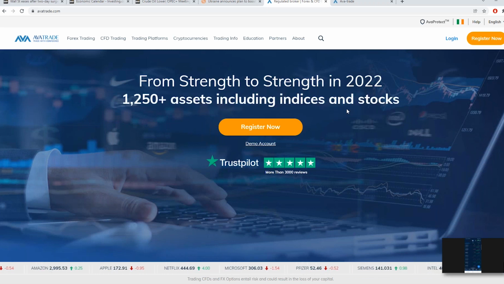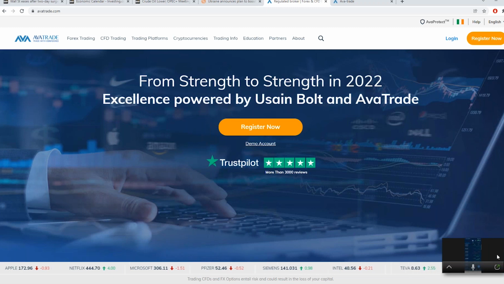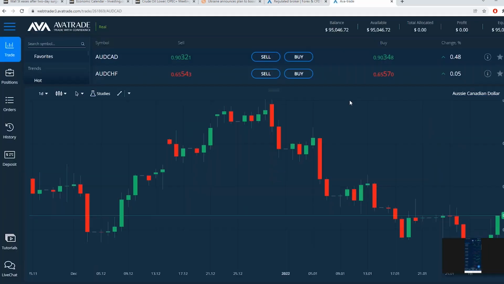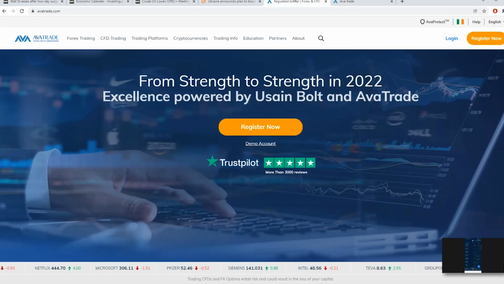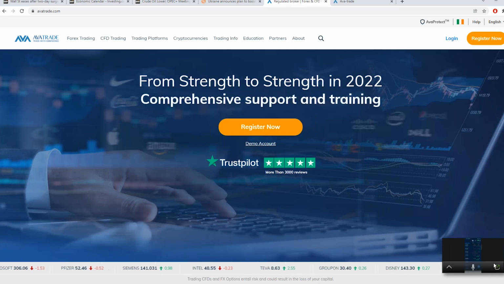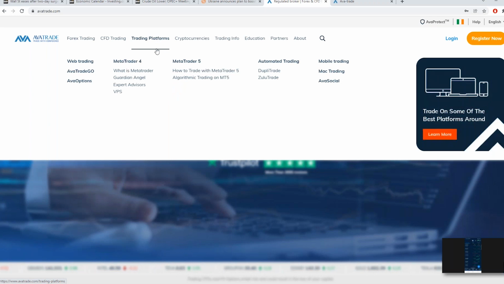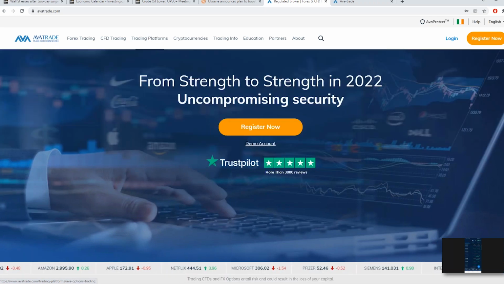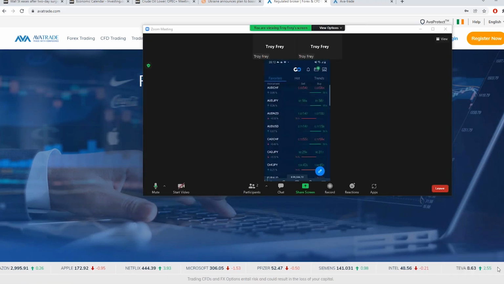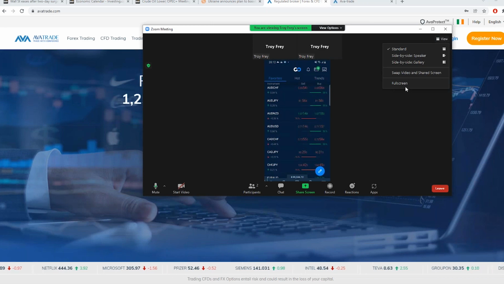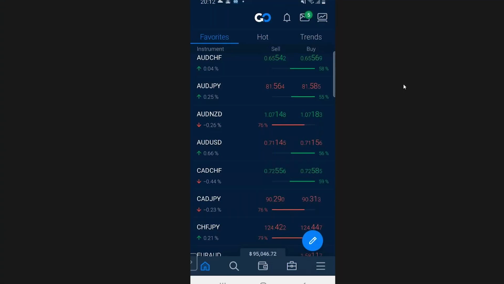Okay, so let's first take a look at the app. I think it makes sense to do that, and then we'll go to the web trader, which is over here. You log in up here for the web trader. And if you want to download our mobile app, it's here. Go under trading platforms and AvaTrade Go, and it takes you to where you can download it. Very cool features. Let's take a quick look with a full screen view on my phone.